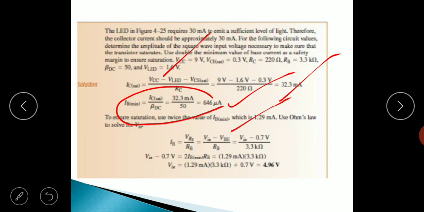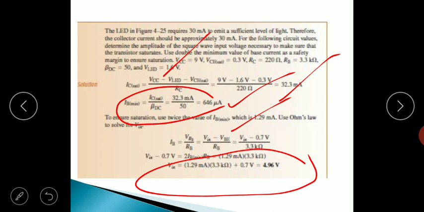Now, using IB equal to 2 times IB min, if I apply KVL to the input, we can easily find the minimum input required. Vin is equal to IB into RB plus VBE. Substitute the value of VBE, which is given as 0.7 volt. Then we can obtain Vin by using the value of IB obtained in the previous step, and the value of Vin becomes 4.96 volt. So again, it's all about applying KVL to the input or to the output and relating input and output using the current relationship IC equal to beta times IB. That is one example on the transistor as a switch to drive an LED, right?